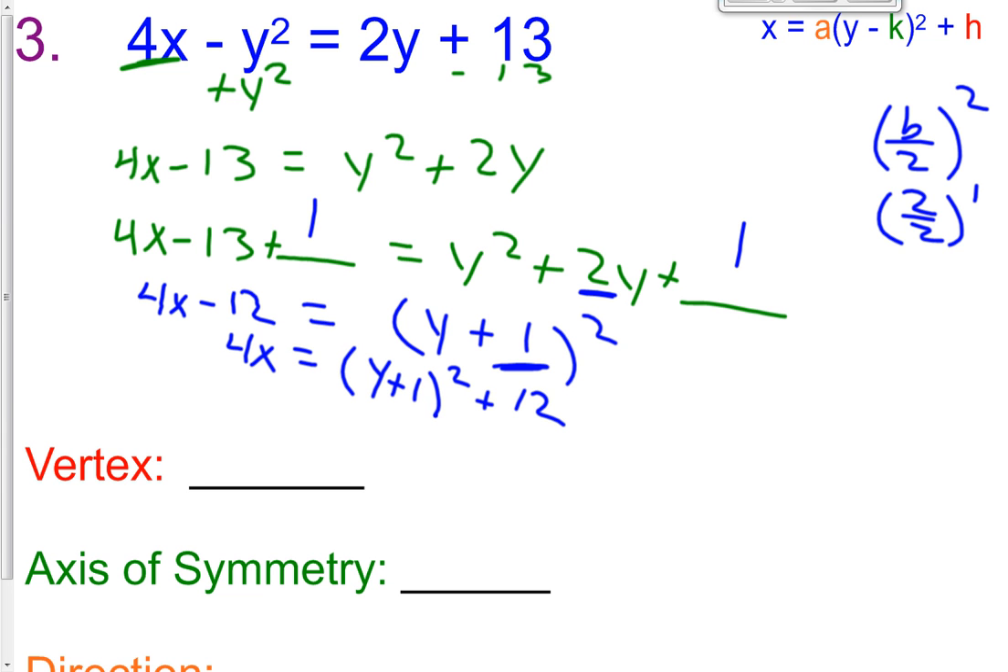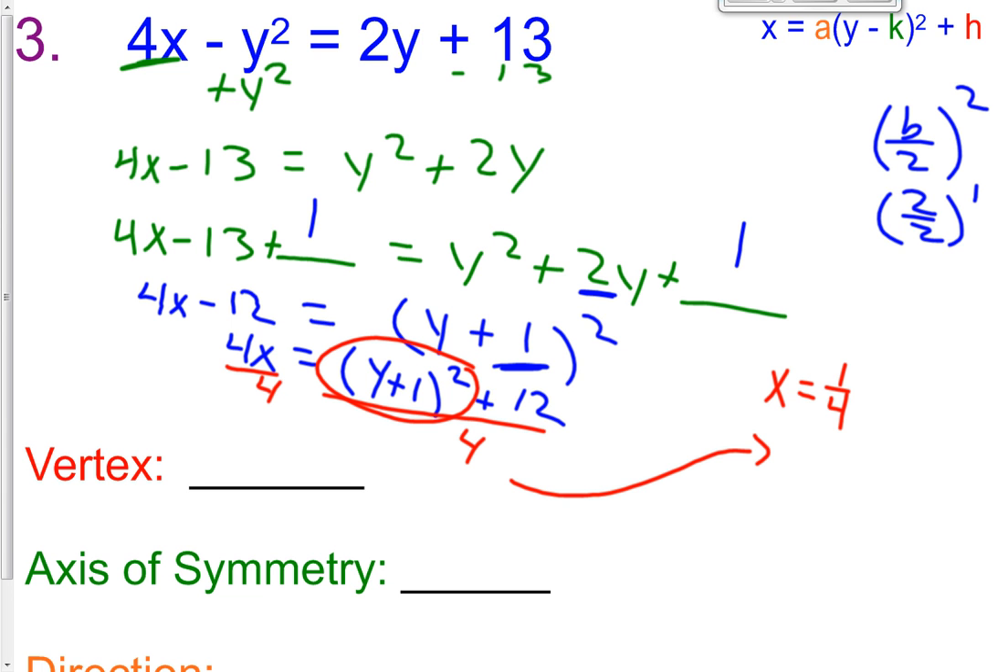And then finally, to get x all by itself, let's divide both sides here by 4. So all this I'm going to put over here. We now have x all by itself. That equals this term divided by 4, which could be said as 1/4 times y plus 1 quantity squared. So your a value is 1/4, and then your second term, 12 divided by 4, is a positive 3. There you have it in vertex form.